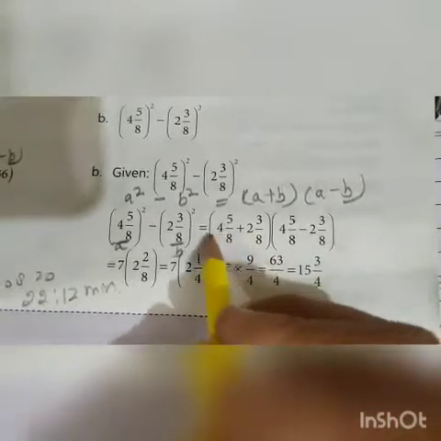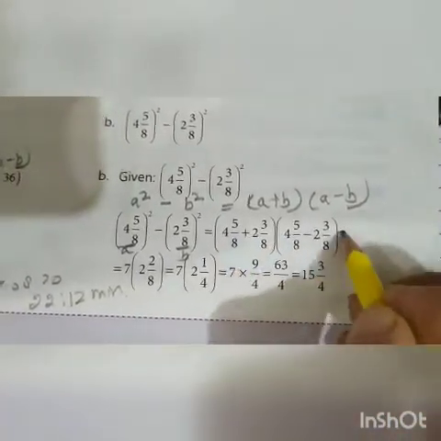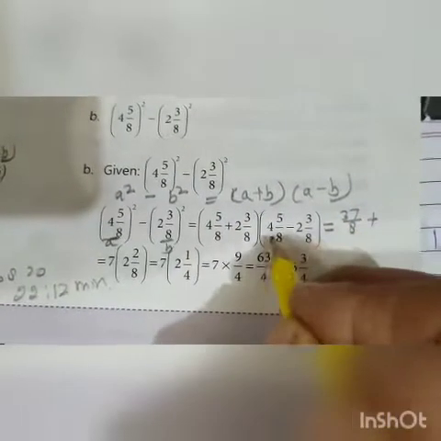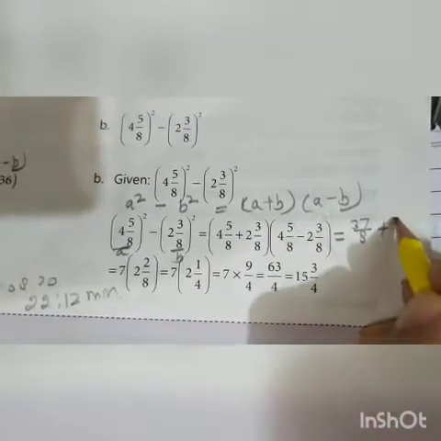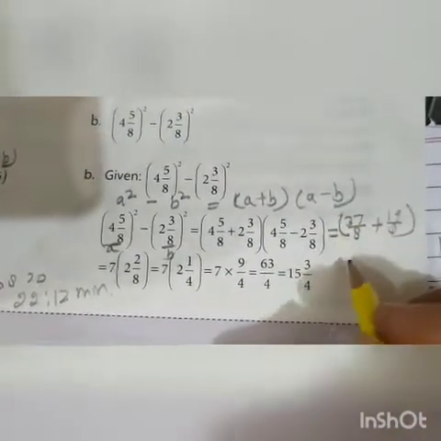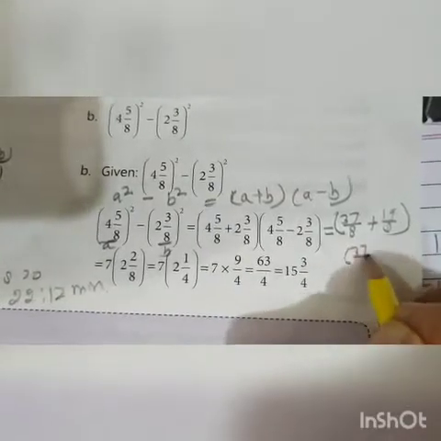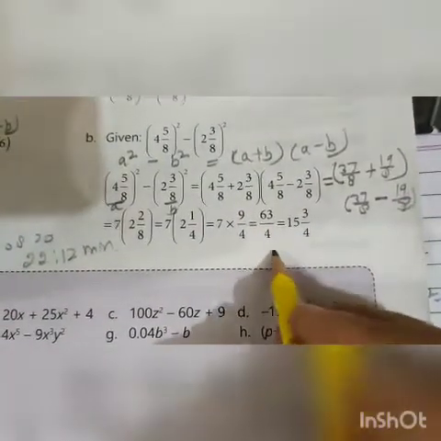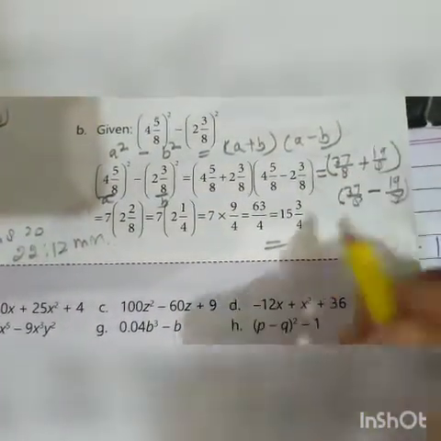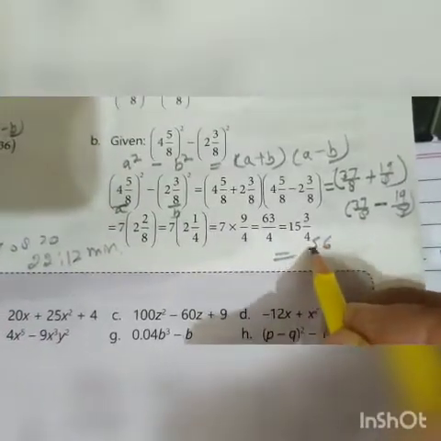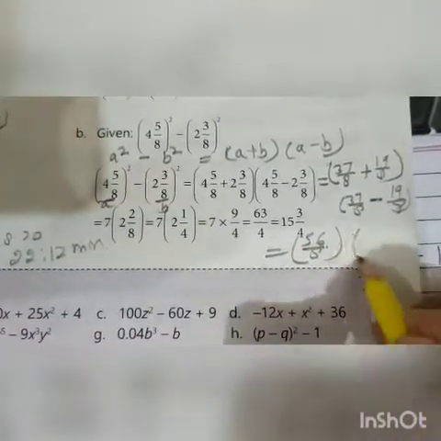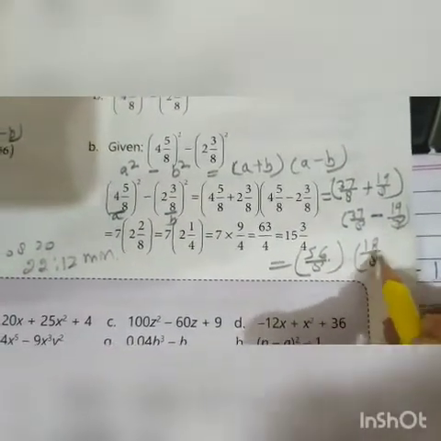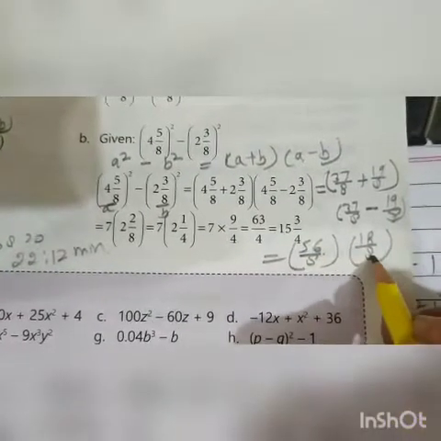Now you will solve it. How will you solve it? See, it will become 8 times 4 is 32, plus 5, 37 upon 8, plus 8 times 2 is 16, plus 3, 19 upon 8. This is the first bracket, and the second bracket is 37 upon 8 minus 19 upon 8. Then the first bracket will become 37 plus 19, 56 upon 8, and the second bracket is 18 upon 8.